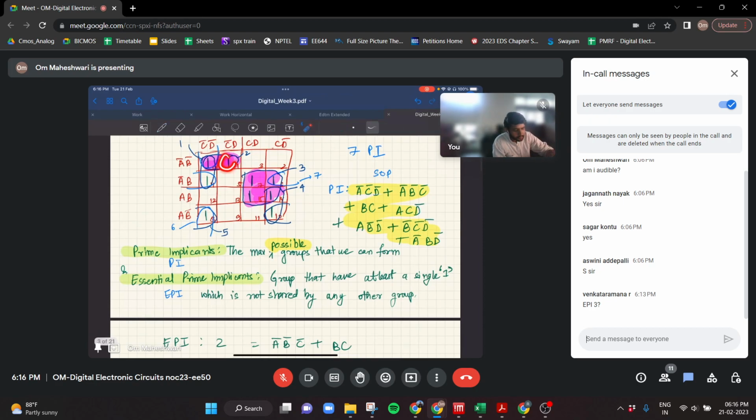Is it clear? This one is only there in group number 2, and these two ones are only in group number 3. Rest all the ones are used multiple times. If you look at the definition, an EPI is a group that has at least a single one which is not shared by any other group. So group 2 has a single one that is not shared by another group, and group 3 has these two ones which are not shared by any other group. So that's why we have two EPIs.